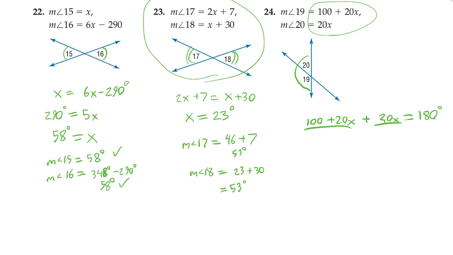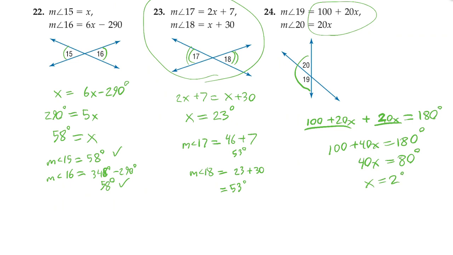So I can't read my own writing. That's kind of embarrassing. Okay, that was a 20, not a 30. So then we add those together. We get 100 plus 40x equals 180. Subtract the 100 from each side. 40x equals 80. Divide by 40. We get x is 2.